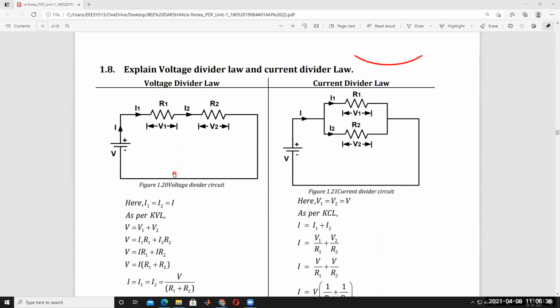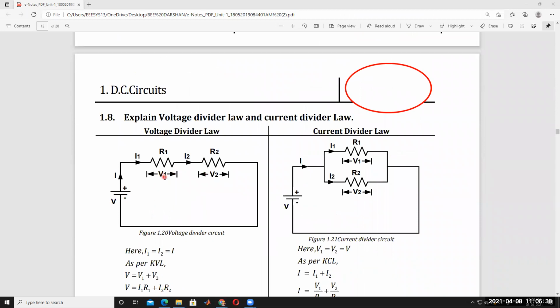So this is the voltage division. What is the voltage V1 here? V1 is equal to V into R1 divided by (R1 plus R2). V2 is equal to the total voltage into R2 divided by (R1 plus R2).